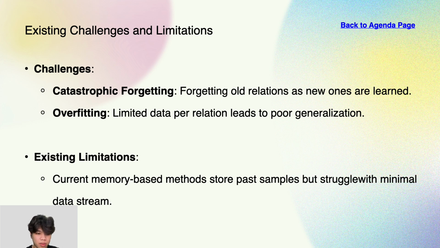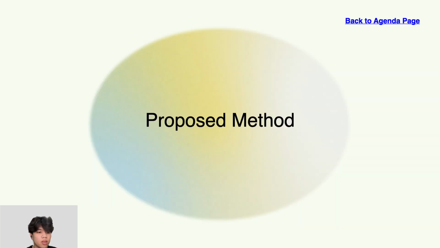So existing methods typically store samples from previous tasks in a memory buffer, but with minimal data streams, they struggle to maintain performance across all relation types. So now let's look at our solution to these challenges.